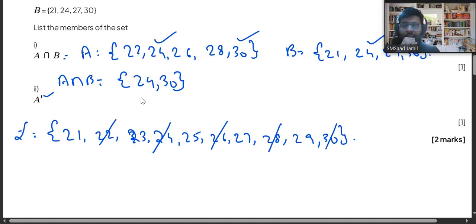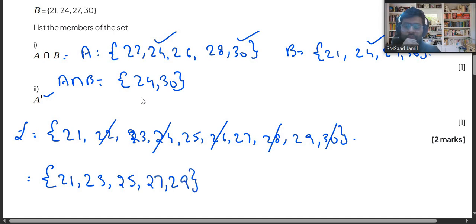So what are the elements that are remaining now? 21, 23, 25, 27 and 29. So this is the answer for A complement: all the elements excluding A, without A.